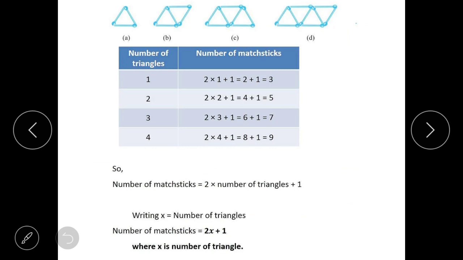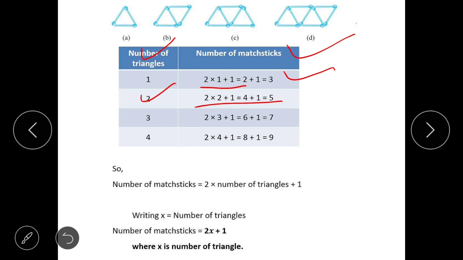Here is a triangular pattern. And we have a table also here: number of triangles versus number of mastics. In the first pattern, we have a single triangle. Number of mastics required is 2 multiplied by 1 plus 1, that is 3. In the second pattern, we need 5 mastics. You can count. That is 2 multiplied by 2 plus 1.